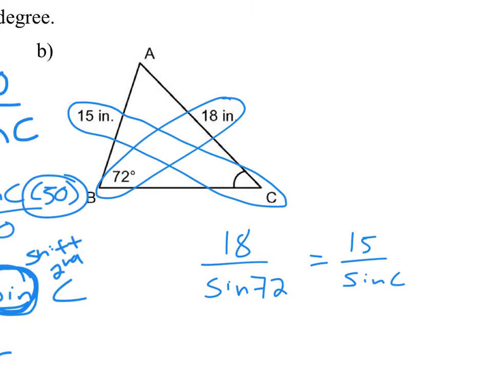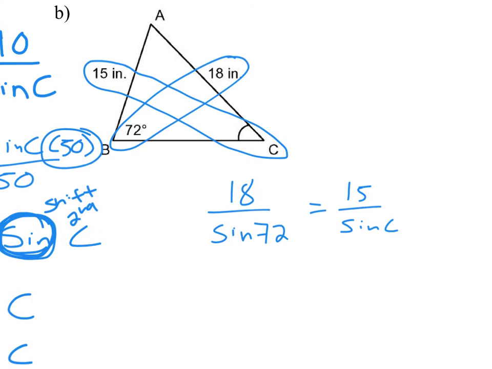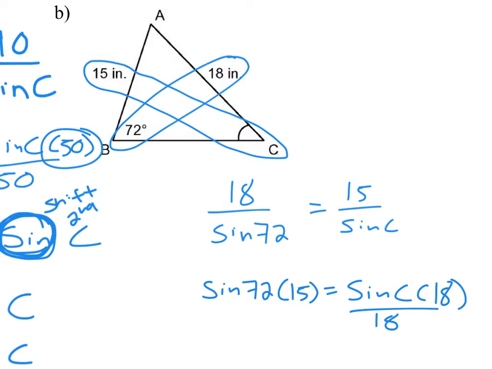We're going to cross multiply. Sine 72 times 15 is sine 72 times 15. Sine 18 times C is sine C times 18. Get rid of the 18 by division. Good, it's gone.